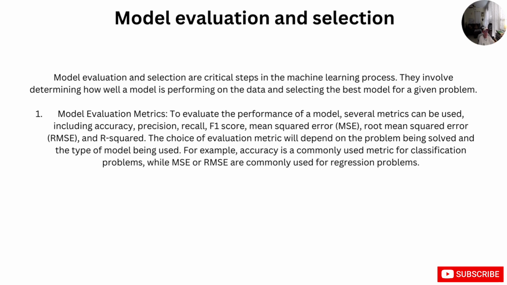To evaluate the performance of a model, several metrics can be used, including accuracy, precision, recall, F1 score, mean squared error, root mean squared error, and R squared. The choice of evaluation metric will depend on the problem being solved and the type of model being used. For example, accuracy is a commonly used metric for classification problems, while MSE or RMSE are commonly used for regression problems.